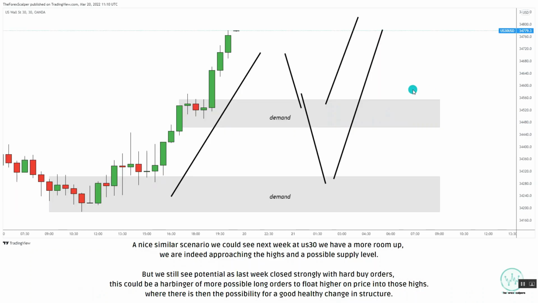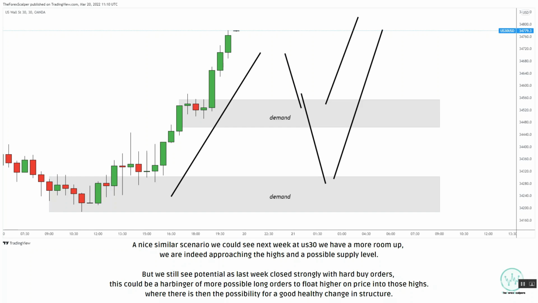Next one, a nice similar scenario for next week on US30. This is all based off supply and demand combined with institutional order flow. We have a lot of room to the upside for the upcoming week.